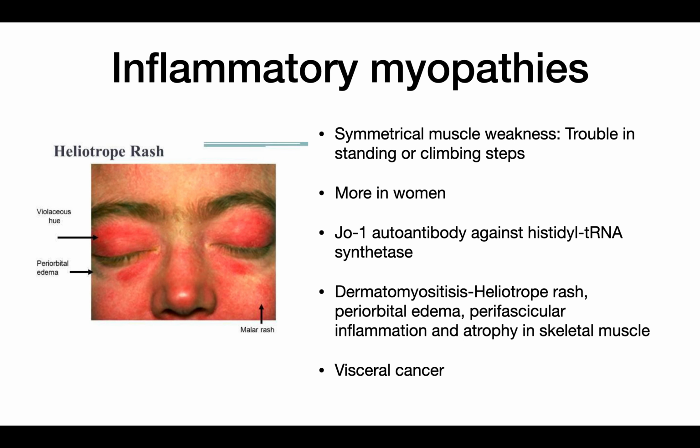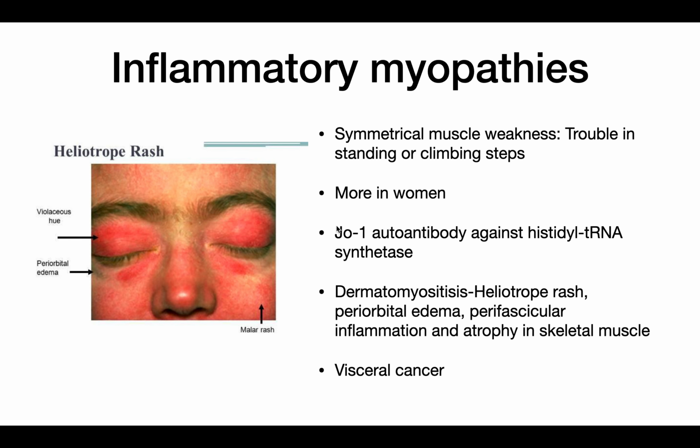Okay, so inflammatory myopathies are going to cause symmetrical muscle weakness. So people are really going to complain of trouble standing once they've sat. It's more in women, and it's going to be characterized by something called a heliotrope rash, where the malar rash extends to the eye, and there's going to be periorbital edema, and the color of the rash is very, very bright. In the labs, we're going to see a Jo1 autoantibody against histidyl tRNA synthetase.